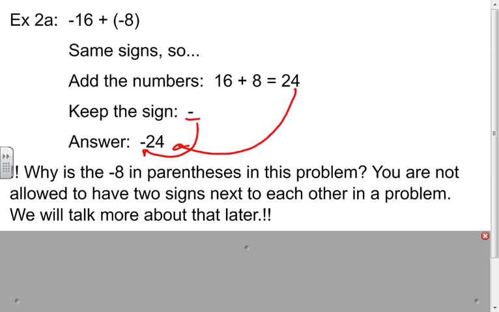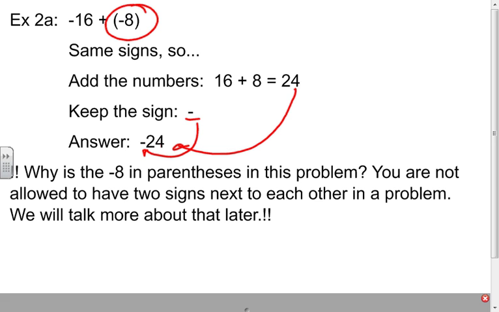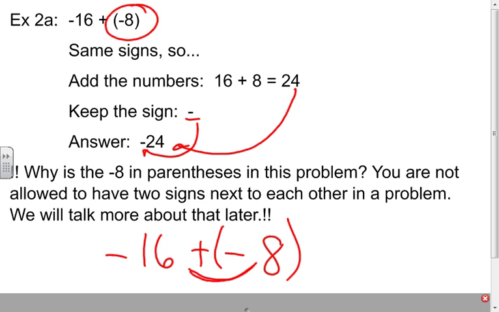Question real quick. Why is that negative 8 at the beginning of the problem in parentheses? Well, you're not allowed in algebra to have two signs right next to each other in a problem. Okay? So I can't write negative 16 plus a negative 8 because the plus sign and the negative sign are right next to each other. I have to put the negative 8 in parentheses so that there's something in between the plus and the minus. We'll talk more about that as we go along through the chapter.